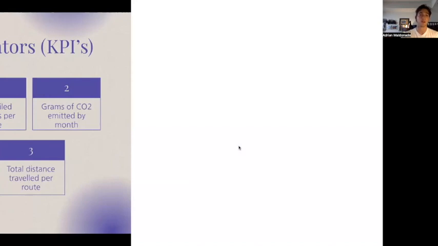The KPIs are the following: percentage of failed deliveries per route to measure if they are fulfilling the client's demand, grams of CO2 emitted by month to know the carbon footprint, and the total distance traveled per route to analyze the optimization of the routes.